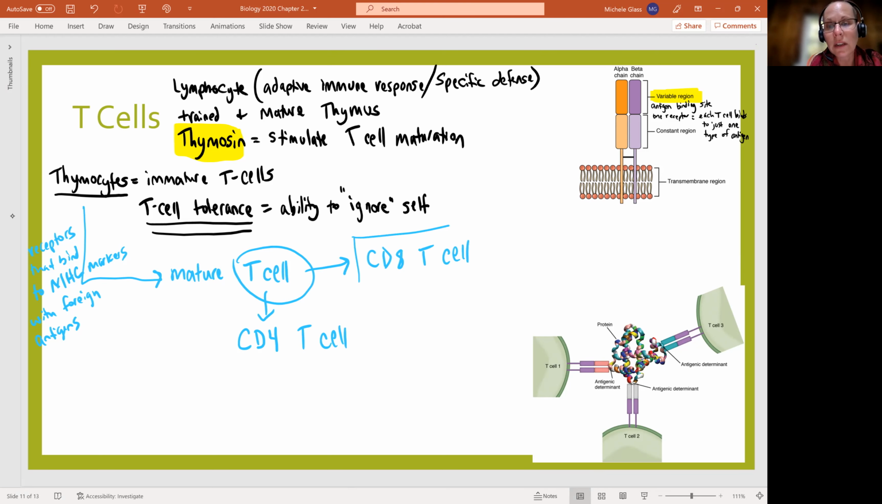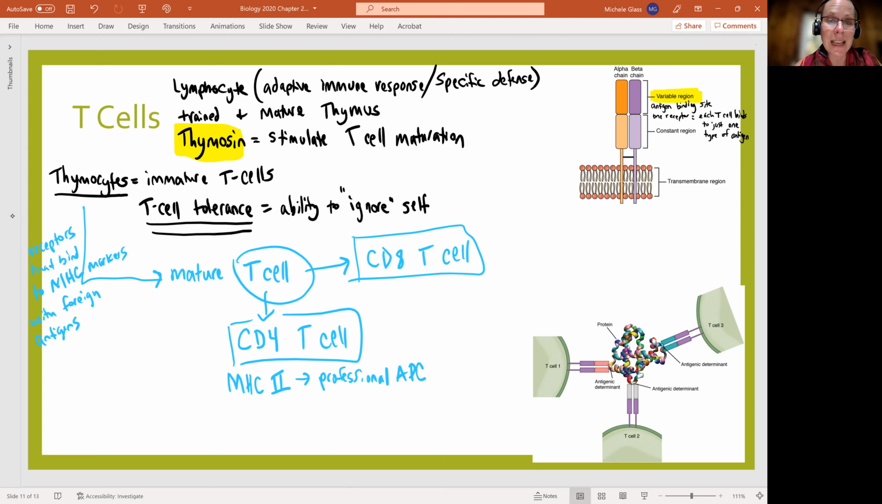And so whether you're a CD4 T cell or whether you're a CD8 T cell determines which class of MHC marker you recognize. So the CD4 T cell is going to recognize and bind with the MHC2 cells. And remember, this is found on our professional antigen presenting cells, which we can abbreviate as APC.